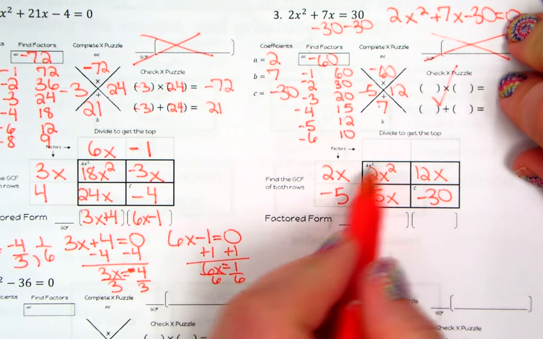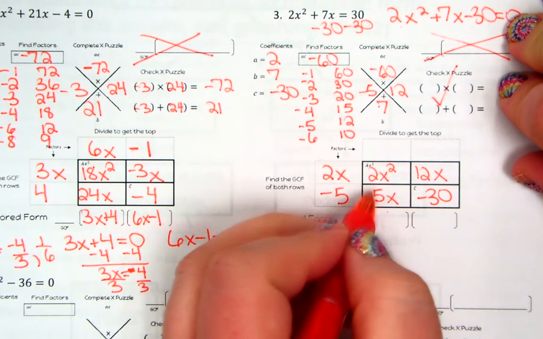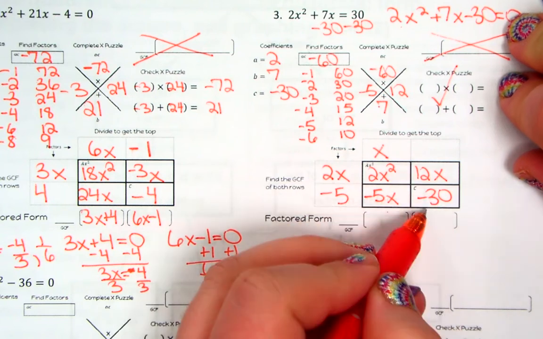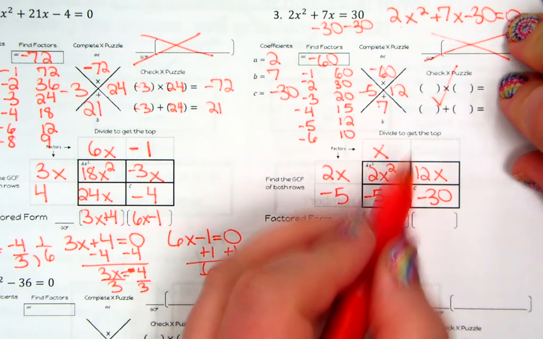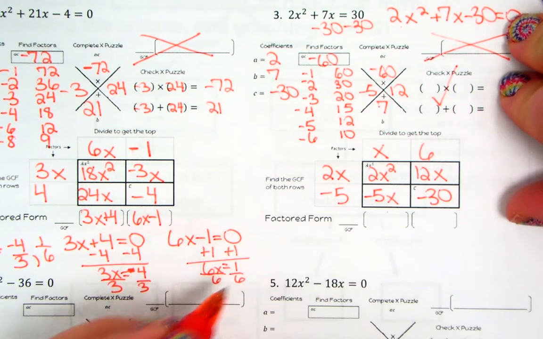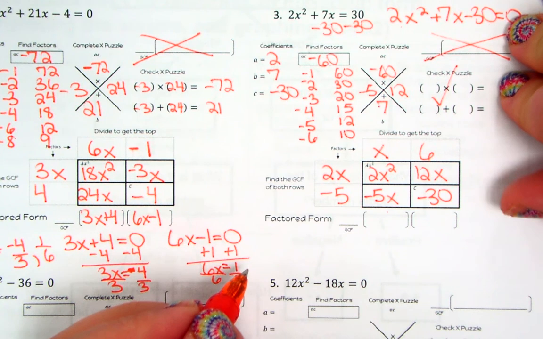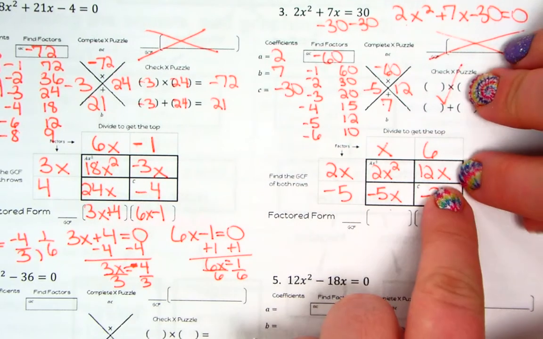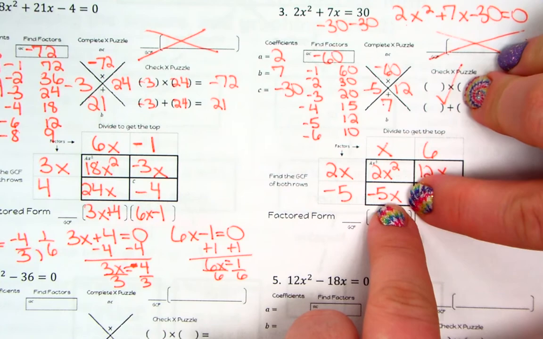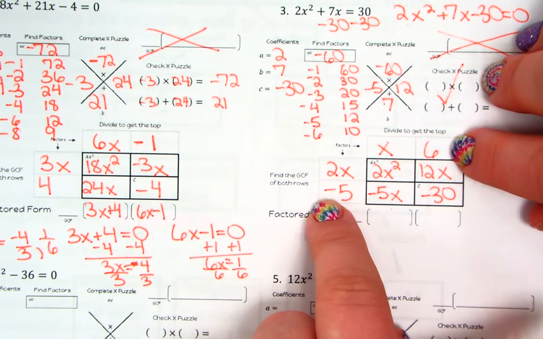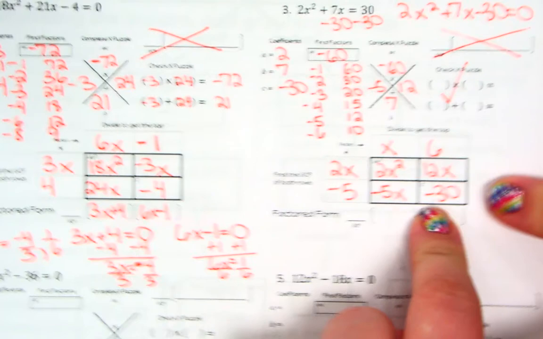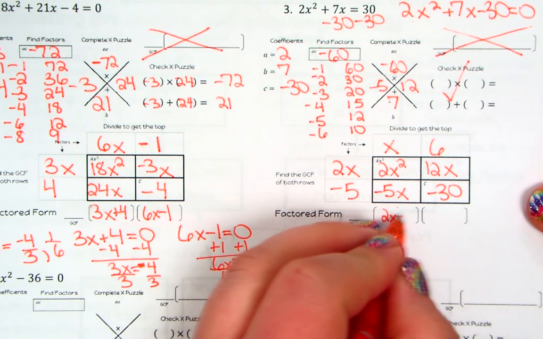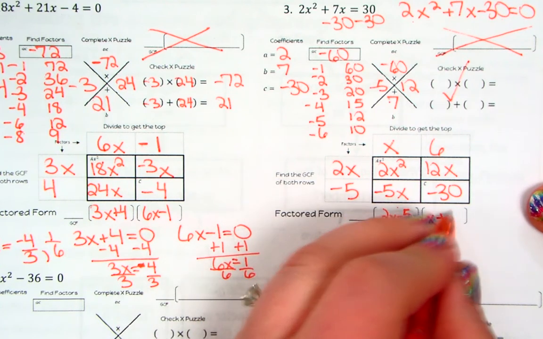So what can I take out of the left side? There's nothing in common except an x. And the right side, I can take a 6 out of both of these. Let's double check and make sure that they all work. 2x times x, 2x times 6, x times negative 5, and negative 5 times 6. They all work. So then my answer is 2x minus 5, x plus 6.